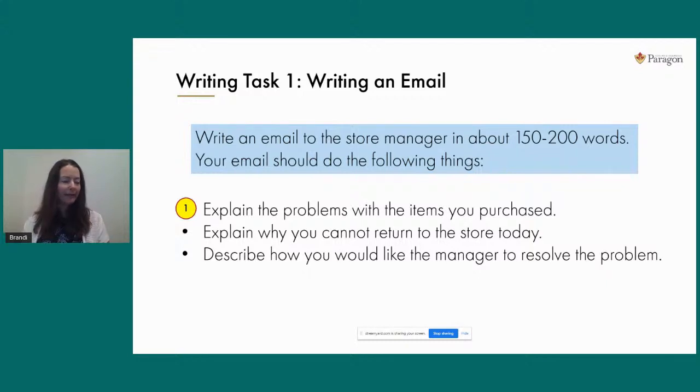I think when we look at these 2 next points, explaining why we can't go to the store and then asking for a solution, I would suggest that those 2 ideas are somewhat related. They're a cause and effect situation. So if we said to the manager, I live an hour away, I can't make it back to the store today, but I can gladly come tomorrow and perhaps we can talk about my refund then. So those 2 ideas, they go together.